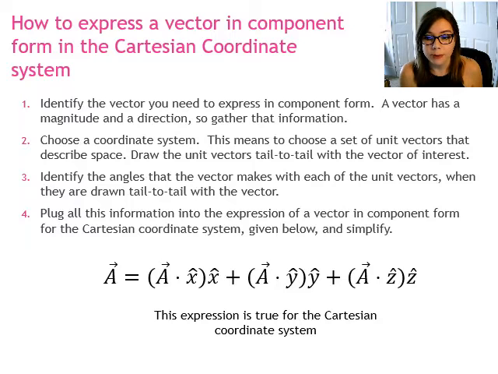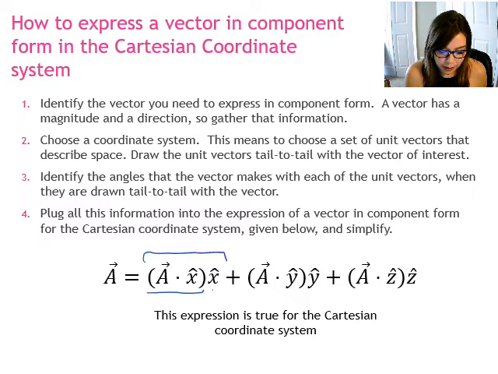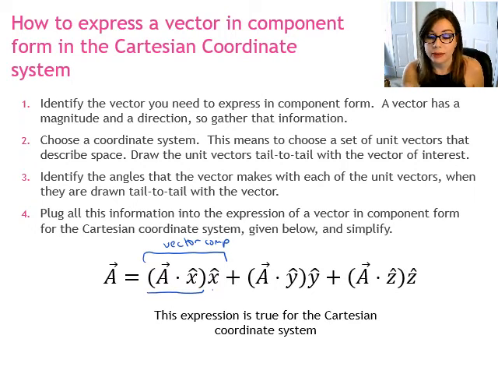Once you have all this information assembled, now you're going to plug it in to this expression here that I call the generic expression for a vector in component form in the Cartesian coordinate system. It's written as the sum of scalar components multiplied by unit vectors, which means that it's the sum of vector components along the directions of each of the unit vectors that define this coordinate system.